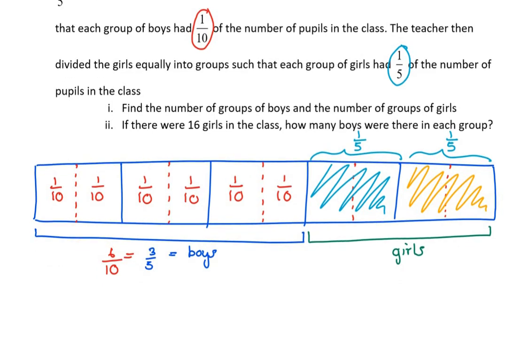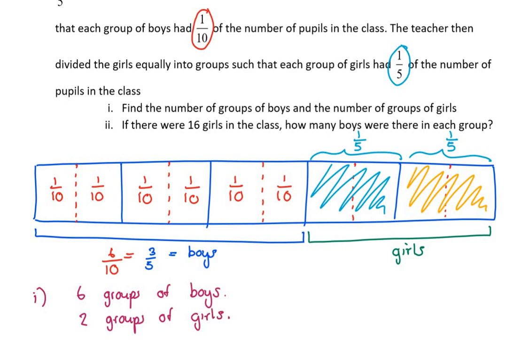So what's the question here? First question, find the number of groups of boys and the number of groups of girls. Well, we've already answered that question, really. There are 6 groups of boys, because those small blocks are representing 1/10, and there's 6 small blocks. And there are 2 groups of girls, because the girls had to be 2 of the little blocks.